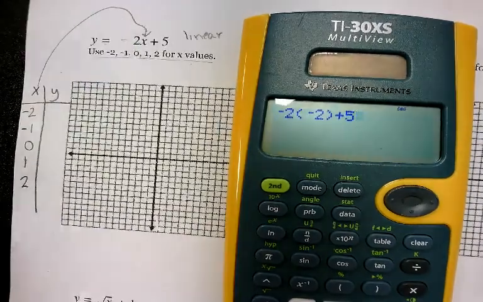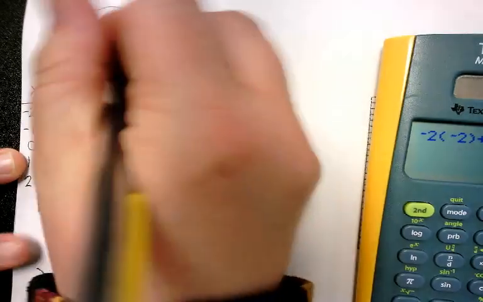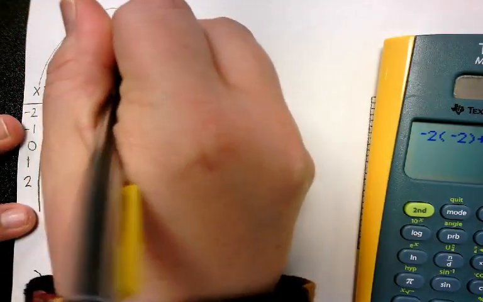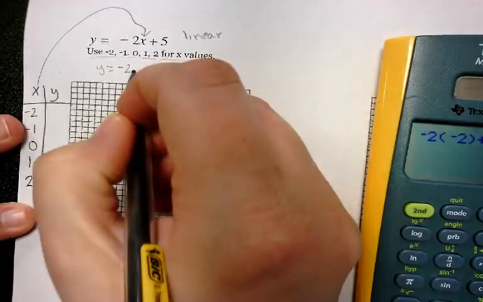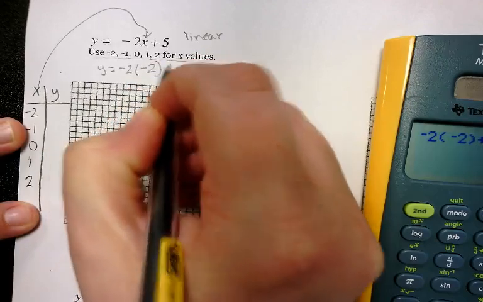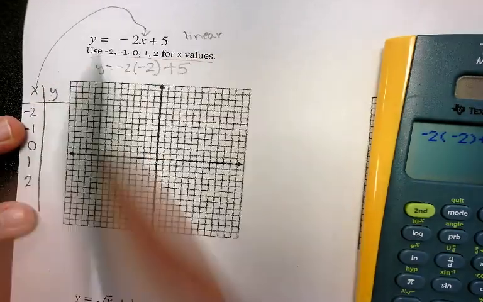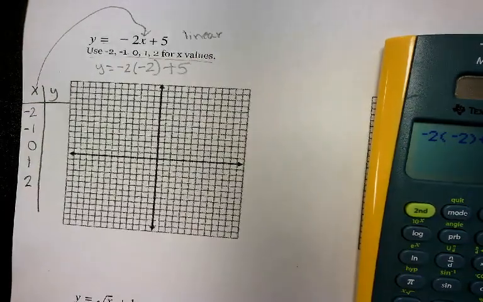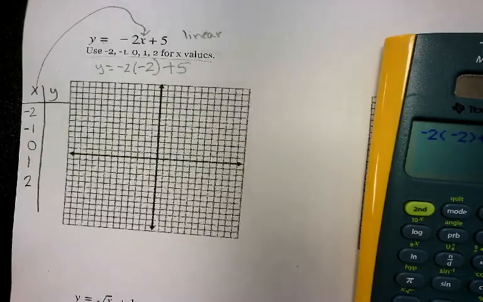How I did that is I did y equals negative 2 times negative 2 plus 5. I replaced my x with my x value, and I got that my answer was 9. Okay?